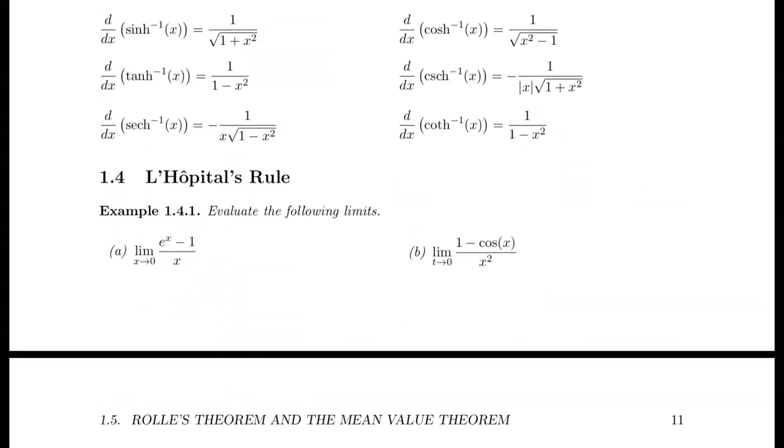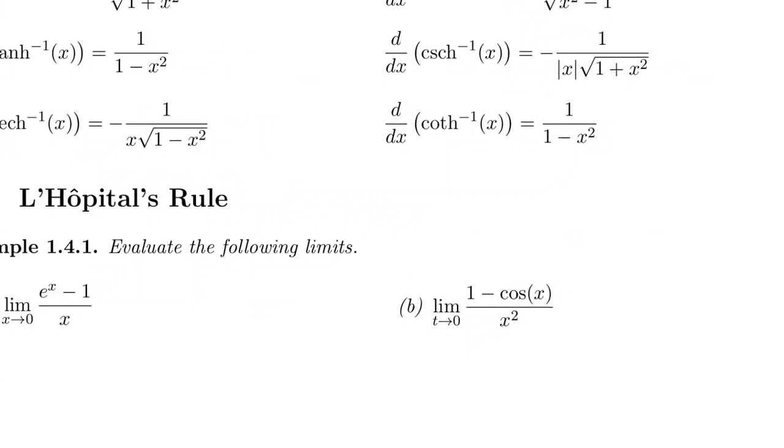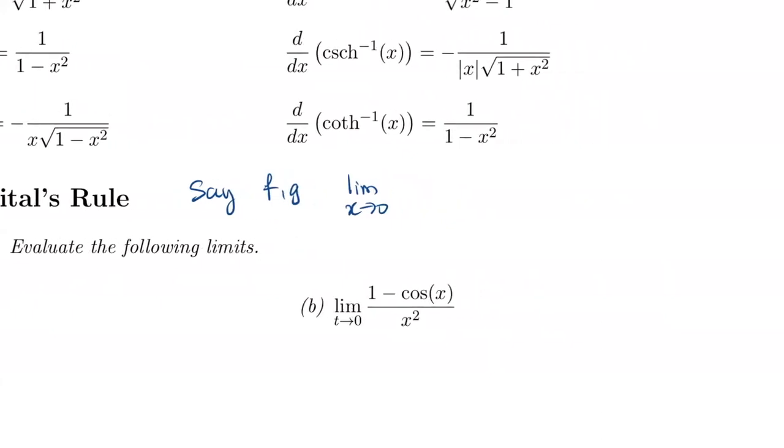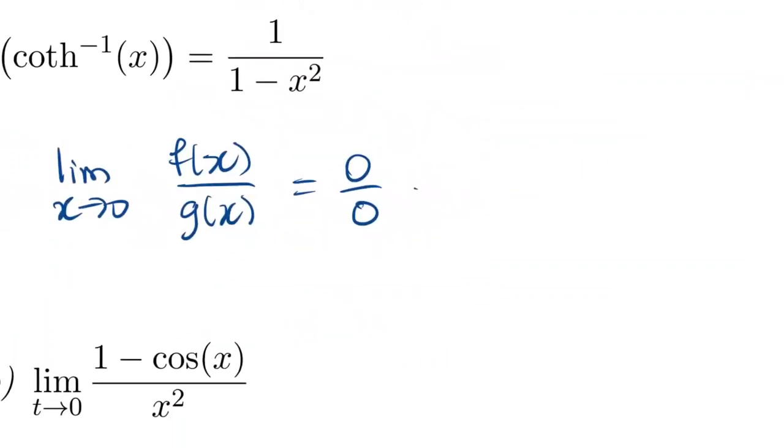It's a very short section for this one. Whenever we're talking about L'Hopital's rule, we want to make sure that if we have two functions, say f and g, such that if you take the limit as x approaches 0, for example, of f of x divided by g of x, and you get a 0 over 0 result, this does not mean that the limit does not exist.